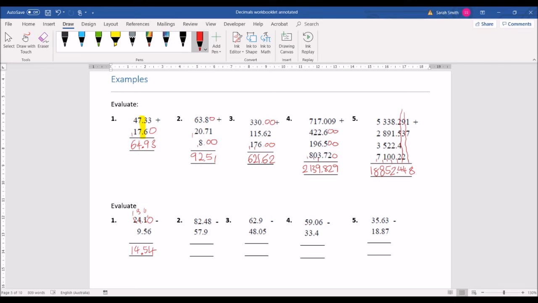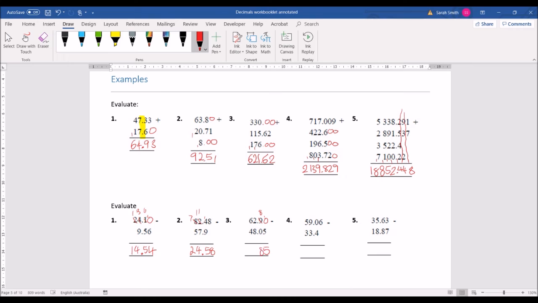Question 2 here, we've got 8 minus nothing, so we'll get 8. 4 minus 9 we can't do, so we need to borrow. 14 minus 9 gives us 5, decimal point. 1 minus 7 we can't do. 11 minus 7 is 4. 7 minus 5 is 2. This one we will need to put the 0 in. We need to borrow from there. So 10 minus 5 is 5.